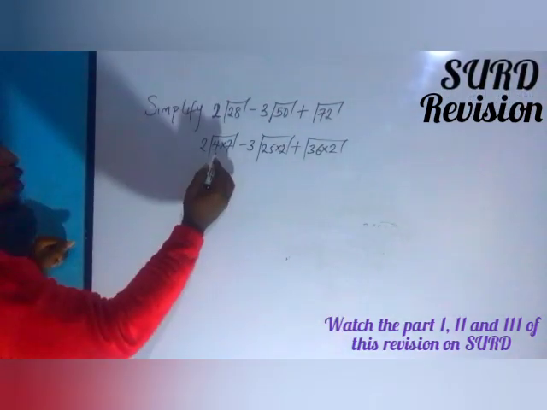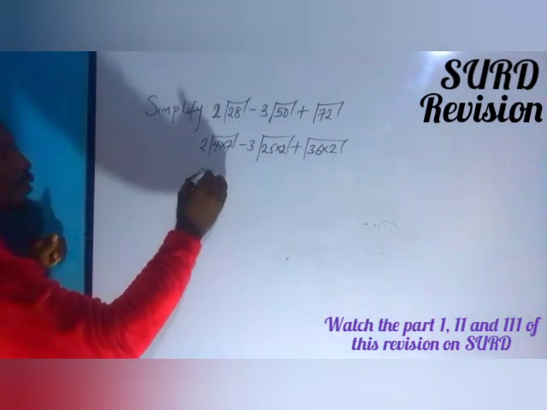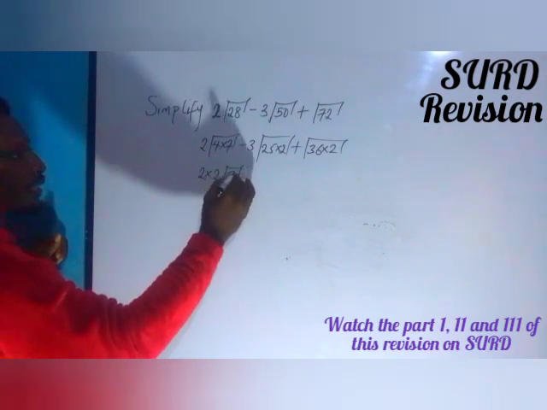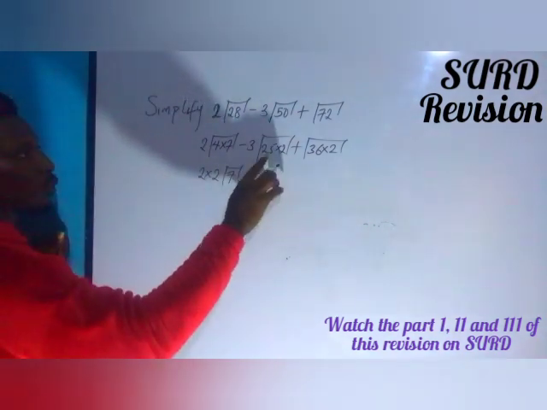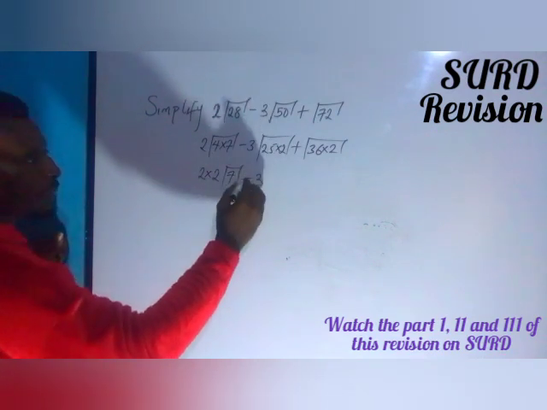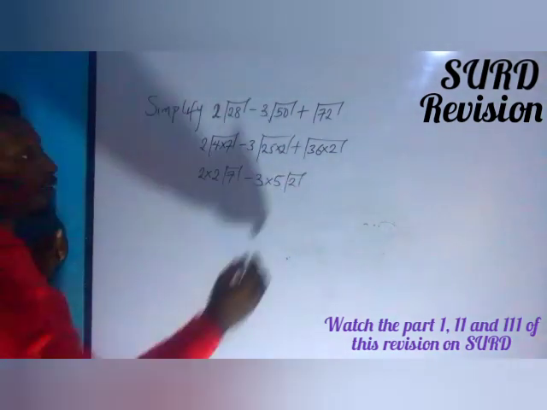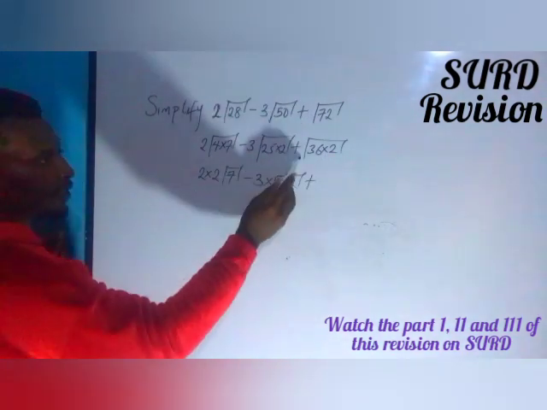So the square root of 4 is 2, so the 2 will be added from the surd. So we are going to have 2 times 2, leaving us with surd 7. Minus 3, the square root of 25 is 5, the 5 will be added from the surd, leaving us with minus 3 times 5, leaving us with surd 2.